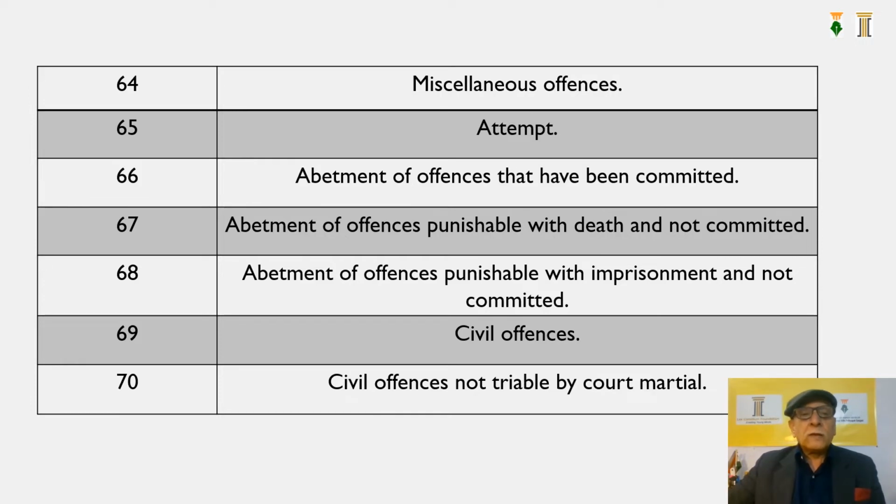And as you know, abetment can be by aid or instigation, etc. Then 67 is those offenses which have been abetted that stand punishable with death but were not committed. In 66 offenses have been committed, but in 67 offenses have not been committed. And 68 is abetment of offenses punishable with imprisonment and not committed. 69 is civil offenses, and 70 is civil offenses which cannot be tried by court martial. So there are two categories of civil offenses, those that can be tried by court martial, and 70 is those that cannot be tried by court martial.